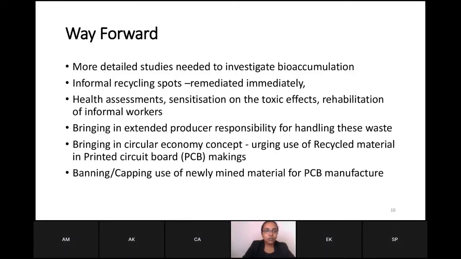Okay. So we need to bring in some kind of a printed circuit board circular economy concept. And maybe we need to ban a certain portion of how much newly mined material you can use for these printed circuit boards. Yes, that's it.